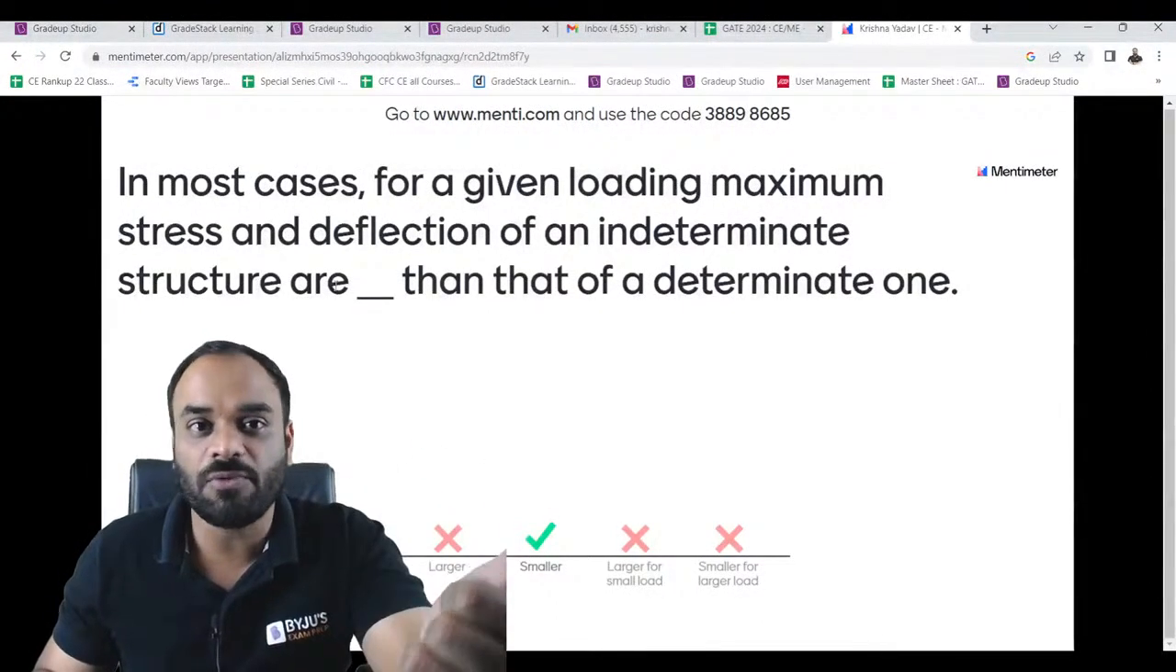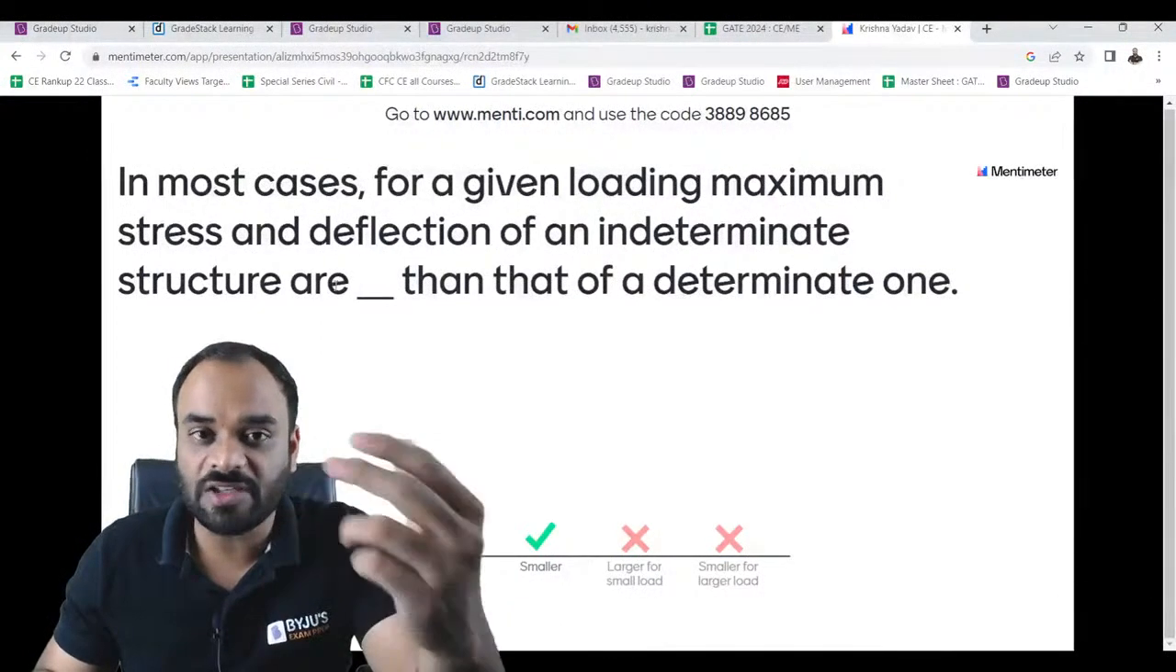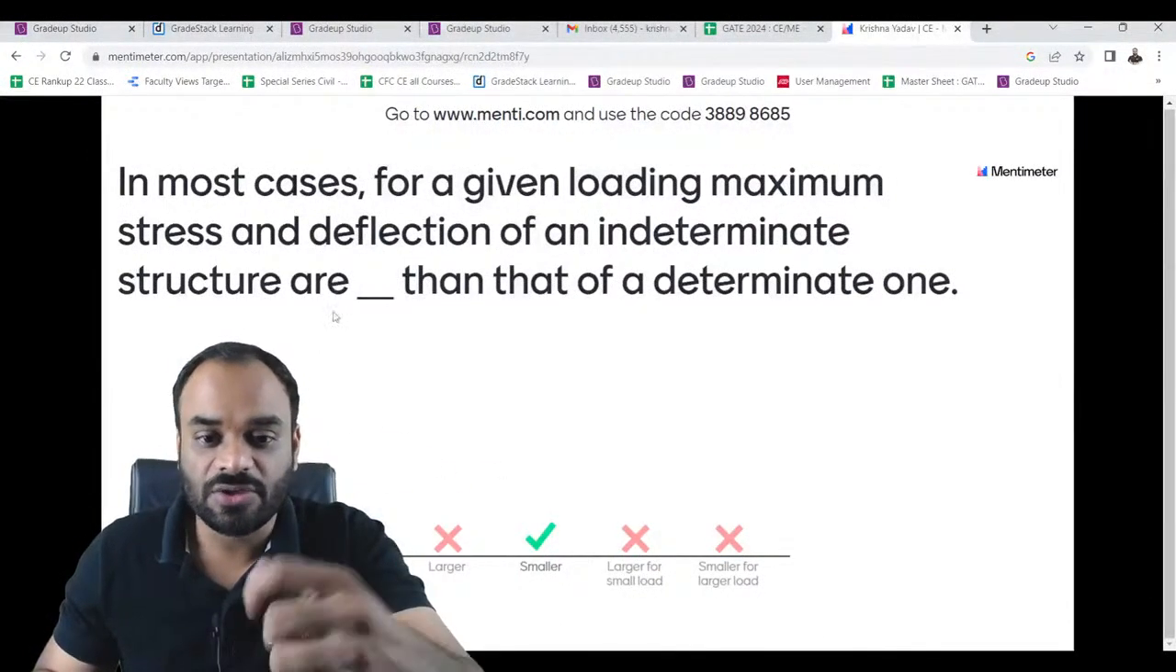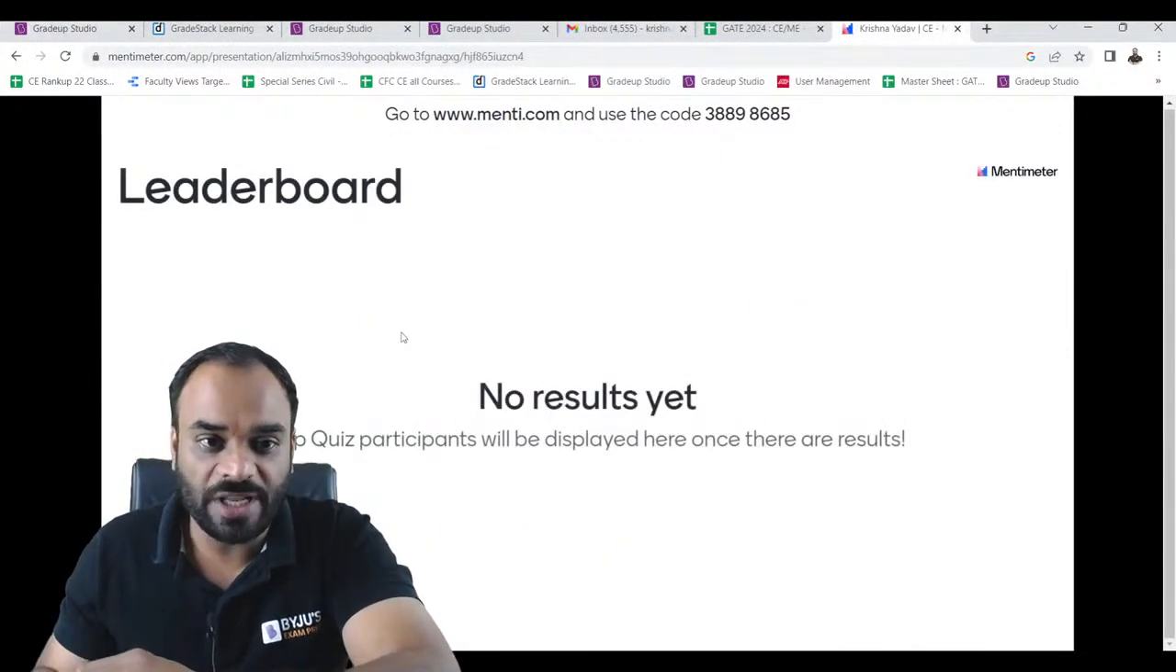for the same type of loading will be lesser, right, as compared to the determinate structure, as well as the deflection part will also be lesser, right? So that's why B is the correct answer for this particular problem. Let's move to the next one.